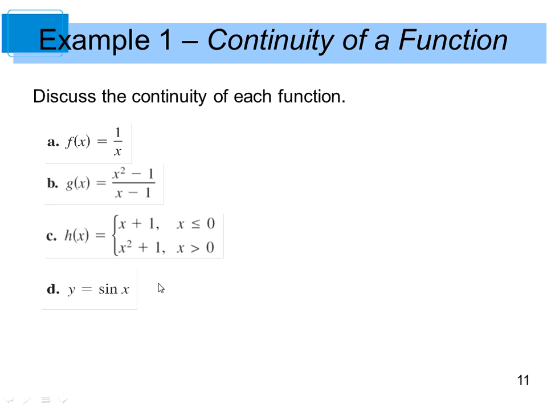What about g of x? x squared minus 1 over x minus 1. What do you think? Discuss the continuity. There's a discontinuity at 1. How come? It's undefined at x equals 1. You couldn't plug a 1 into that function, right?